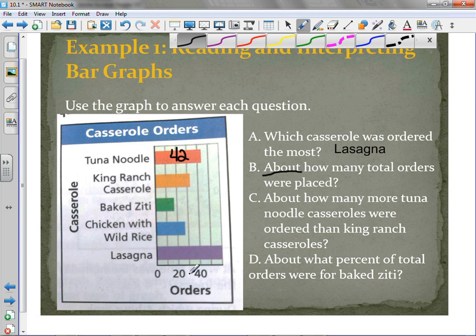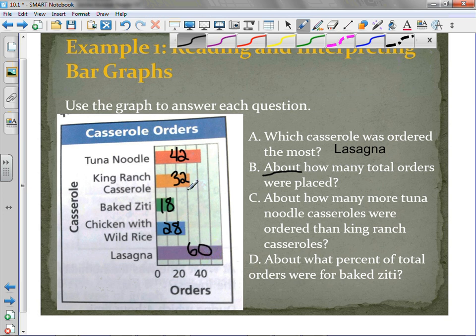King Ranch, we have about the same. We are right past the 30 mark, and we go a little bit over. I would say that's almost the same gap, so I would say about 32. Baked ziti, we're past the 10 mark, and we are almost at the 20. I would guess this is about 18. Chicken with wild rice, we're almost at the 30, so let's say 28. And lastly, lasagna, it goes actually all the way up to the 60.